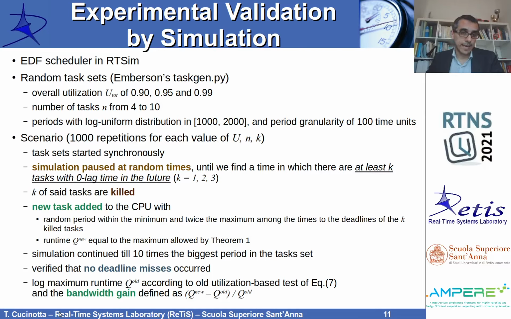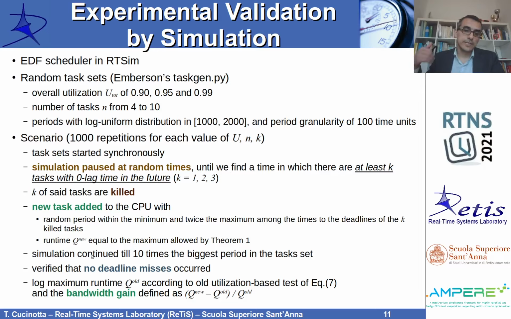We created a scenario where we started the task sets synchronously. Then we paused the simulation at random times until we found a moment in which at least k tasks had a zero-lag time in the future. This was done with k equal to 1, 2, or 3. Then k of said tasks were killed, and a new task was added to the CPU with a random period between the minimum and twice the maximum among the deadlines of the k killed tasks. The runtime of this new task was set equal to the maximum allowed by Theorem 1.